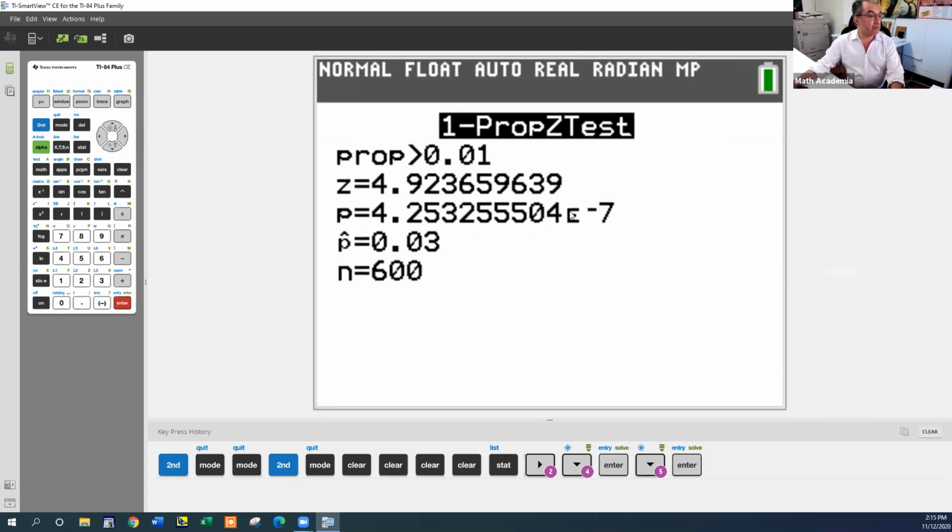4.25 times 10 to the power of negative 10. That's a very, very small number. Do not just put 4.25. Don't forget, when you see this e to the power of negative 7, that means 10 to the power of negative 7. Basically, we're going to compare that to alpha, the significance level. So let's go back to our notes and I'll show you how this works.